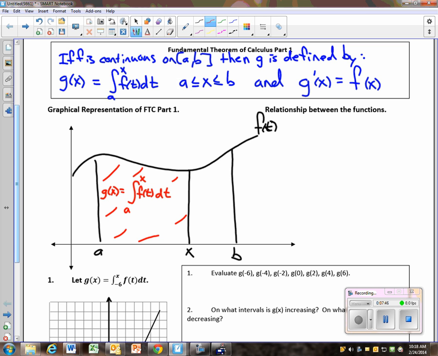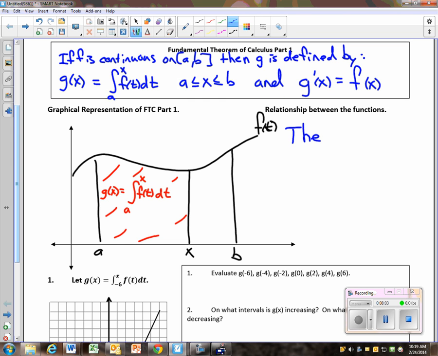So again, as we slide x to the right, what's going to happen to g of x? As we slide x to the left, what's going to happen to g of x? In this function, it would. We could draw other functions where that would not be the case. But let's state the relationship in a little bit different way.